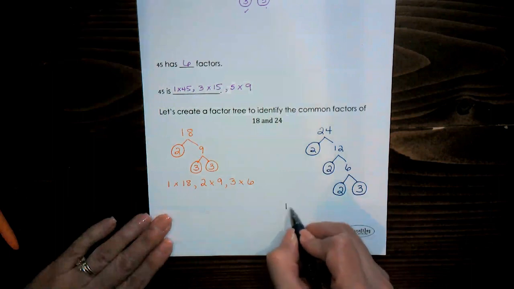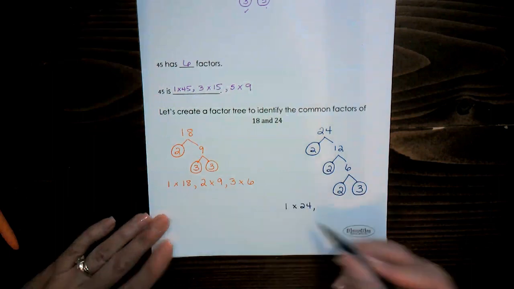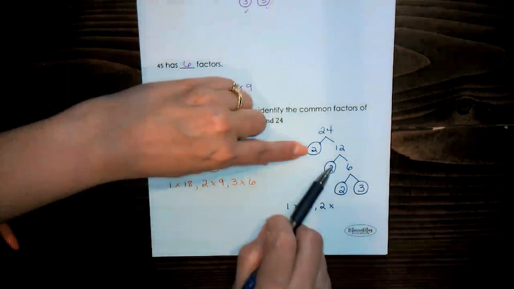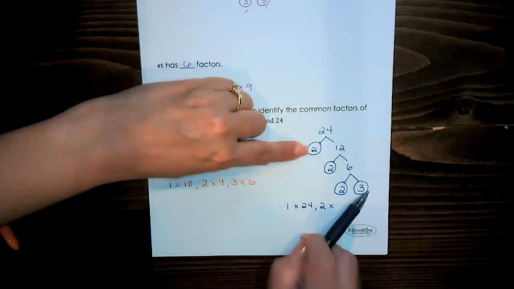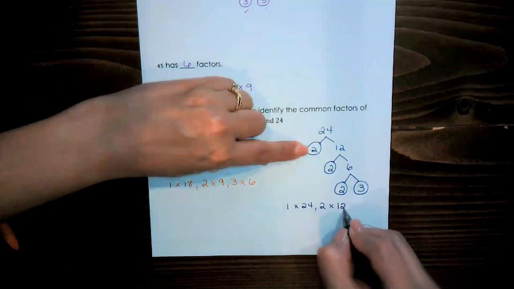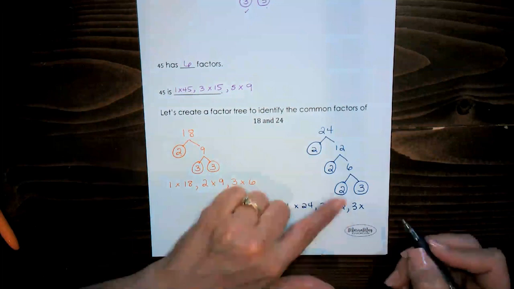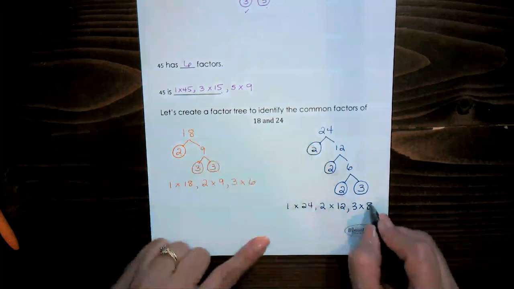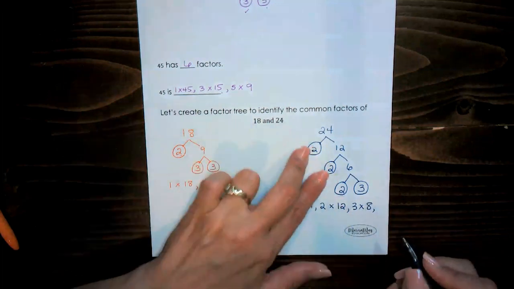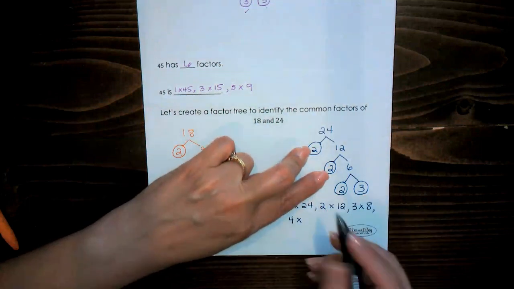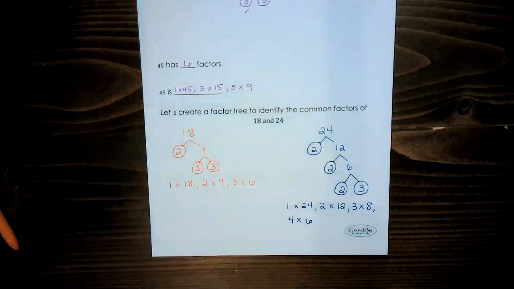Okay, so this one gets tricky when we do the factors. We know the easy one, 1 times 24. Then we'll do 2 times 2 times 2, or 2 times 2 is 4, times 3 is 12. And then 3 times 2 times 2 times 2 is 8. Now you have more, so you have to do 4 times 6. And so those are my factors for 24.